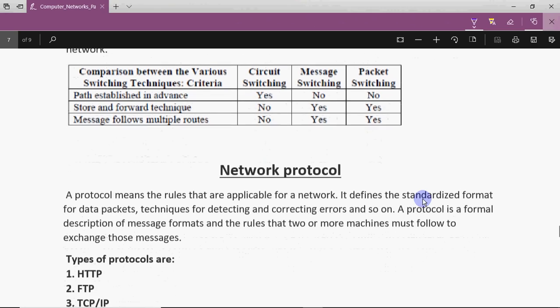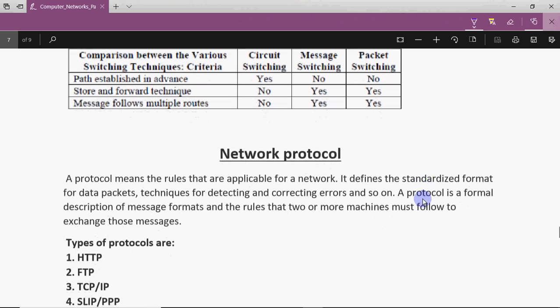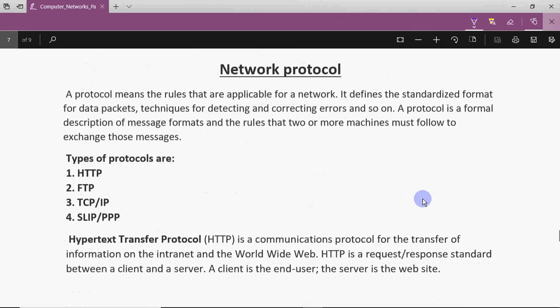Okay, so this is the difference between all three type of switching techniques. This is very important. Network protocol. They can ask you what is the purpose of a protocol. They can simply give you the name of the protocol and you have to tell the full form of that. Now, what do we mean by protocol? It basically means the rules which govern the transfer of data over the network, like what should be the size of the packet, how it should be transmitted, how the paths should be decided, and all. So, the rules which govern the transmission of data over the internet are called protocols.